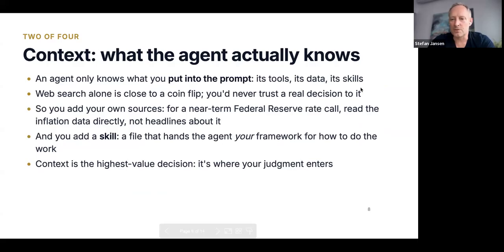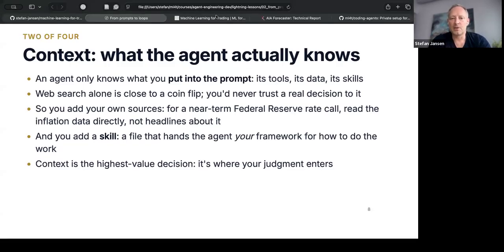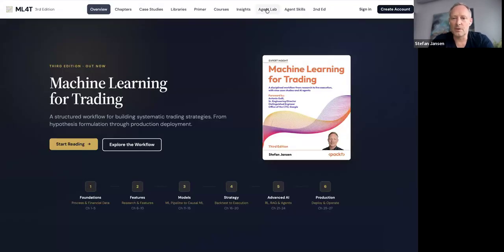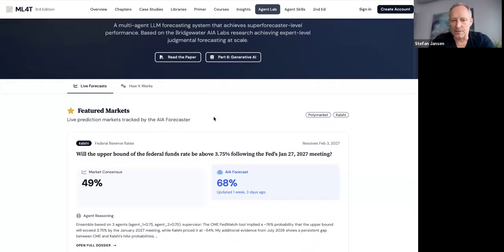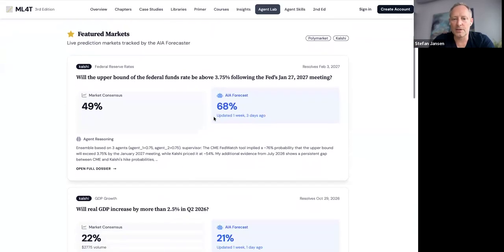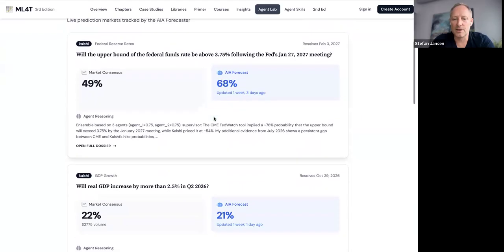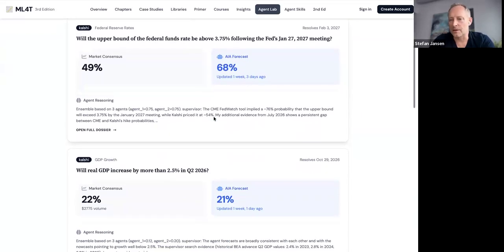Now, with the context, it gets more interesting because the context is, of course, task-specific. So depending on what specific type of question we want to answer, let me show you a few of these examples. On our website for the book, we have this agent lab where the AIA forecaster runs live. And here you have an idea of what kind of questions these prediction markets ask. Of course, they ask all sorts of questions, but we're focusing on those that have economic relevance because it's a book about finance and trading.